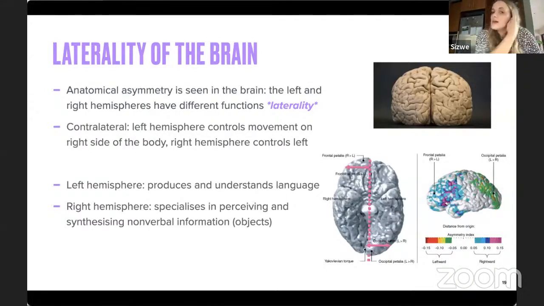Also, besides having that contralateral division, they also do different things. The left hemisphere tends to focus on producing and understanding language, whereas the right hemisphere tends to focus on perceiving and synthesizing nonverbal information. So to put it very, very basically: left, verbal; right, nonverbal. We're going to see now on the next slide how that is not as simple as that though.